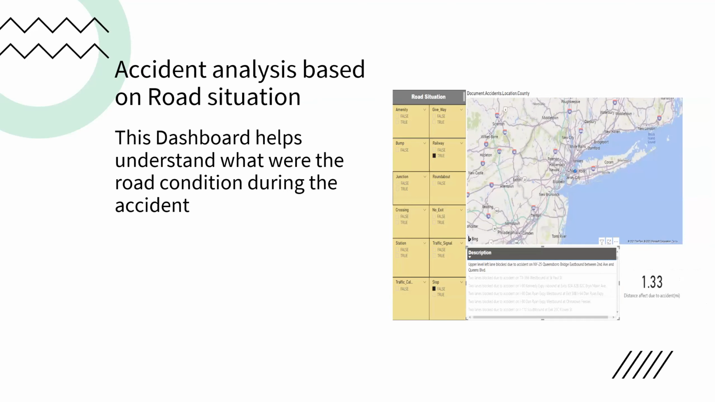Can you go to the next slide? Yeah. After that, we also created an accident analysis based on the road situation and road conditions. This dashboard gives us accident details based on whether the accident was at an exit or a stop sign. We can select specific conditions for an accident, and it gives us information on which region the accident took place in and what the accident details were in the description. Also, it gives us information about whether the road was affected and how much distance of road was affected during this accident.